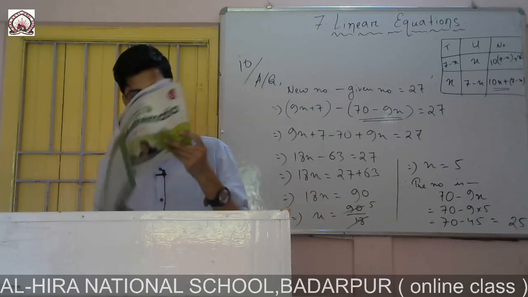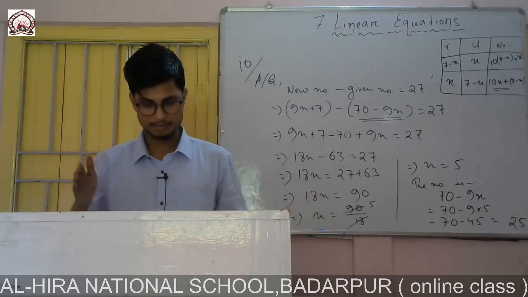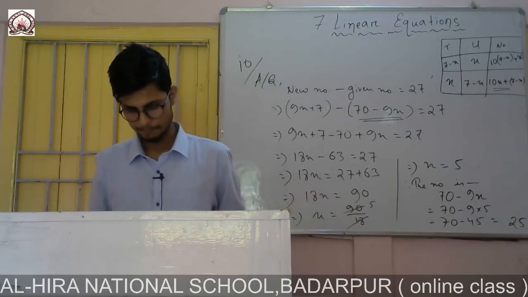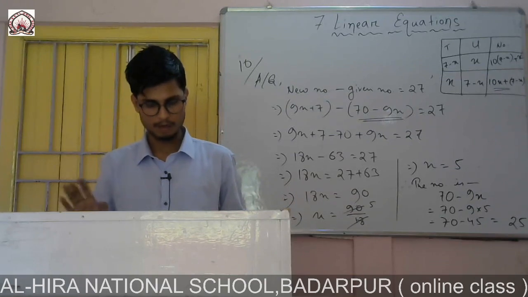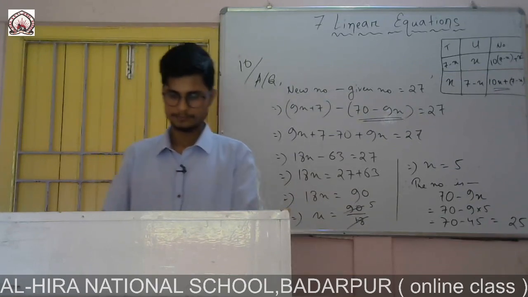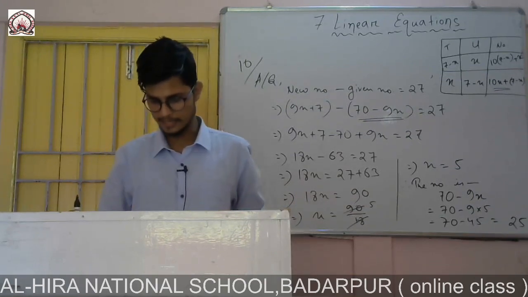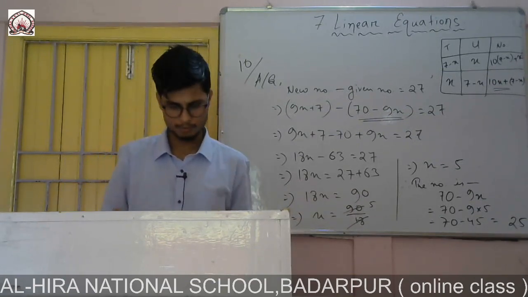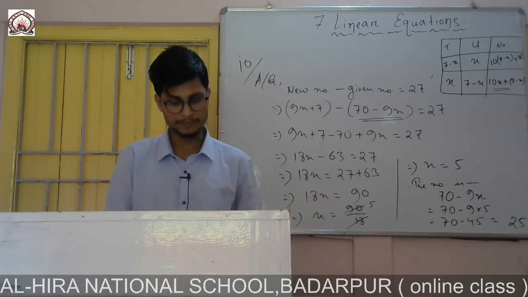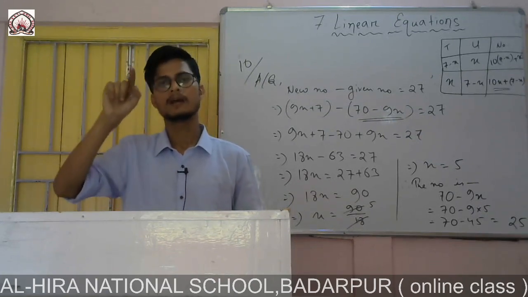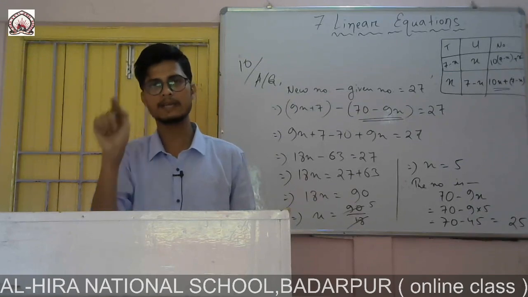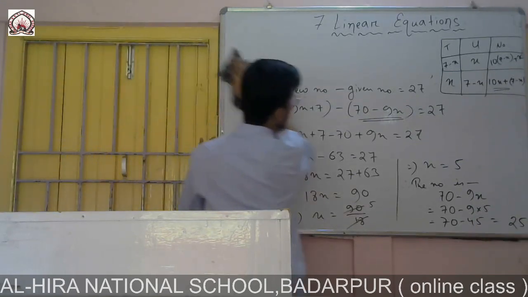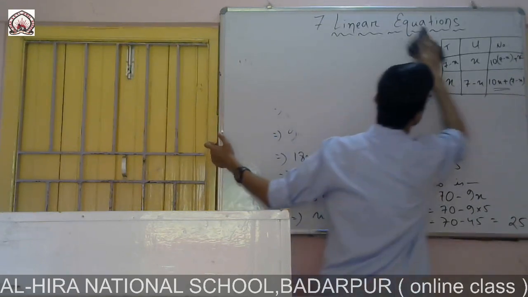Sushma is now 15 years older than Bijay, but in 3 more years, she will be 8 times as old as Bijay was 3 years ago. So how old are they now? So you have to find their present age. So first of all, you will let Bijay's present age as x, and it is given that Sushma is now 15 years older than Bijay. That means if I let the present age of Bijay as x, then Sushma's age will be x plus 15.